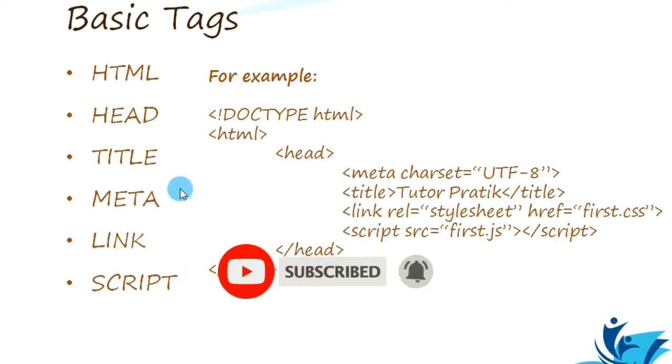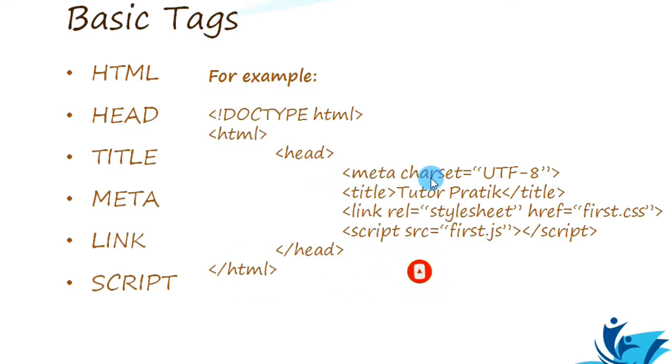Meta tags are used for various purposes. Like this meta tag with UTF-8 is a must-use meta tag, which supports a lot of alphabets. The title tag is used to give a title to our web page. And the link and script tags are used to link any style sheets or any JavaScript files.